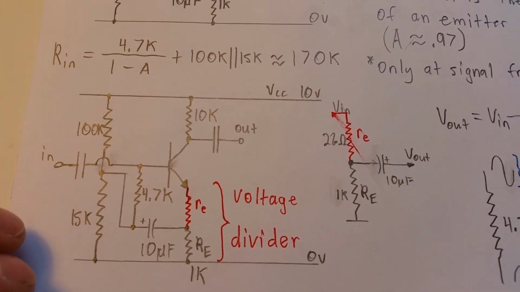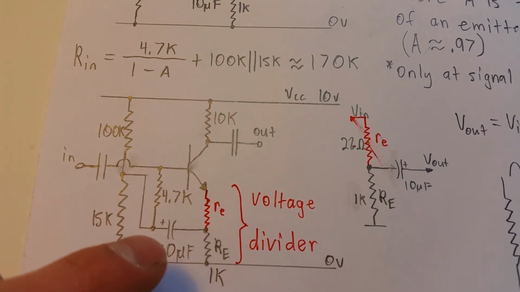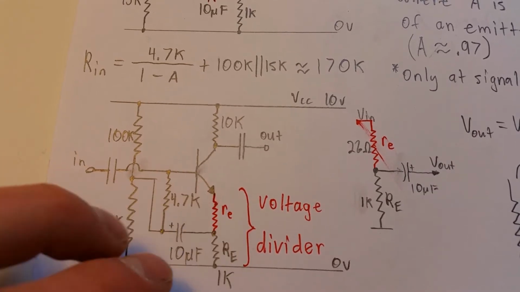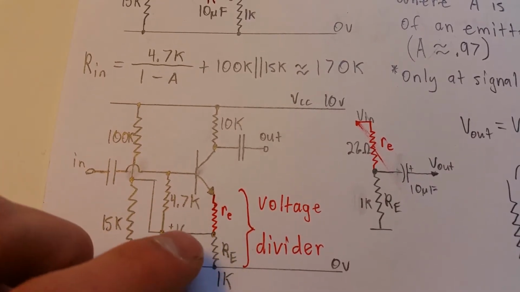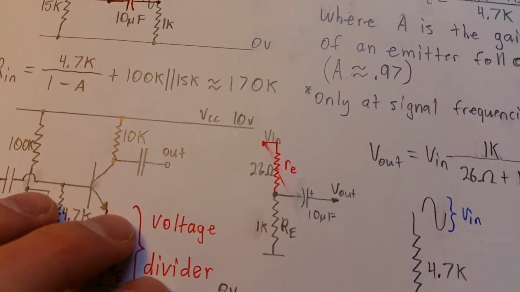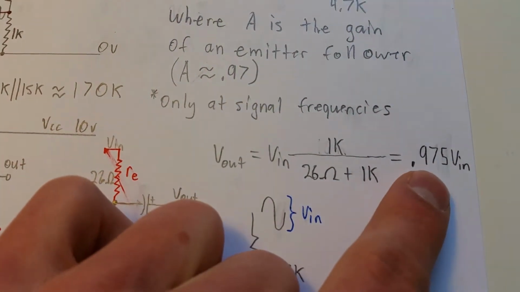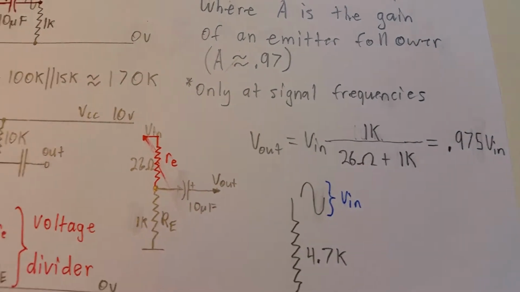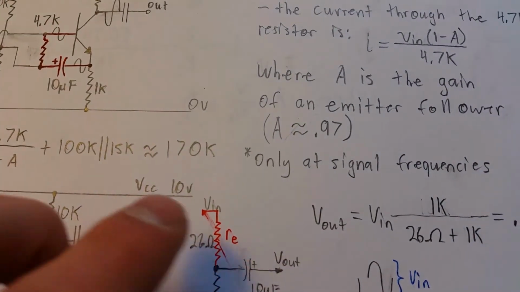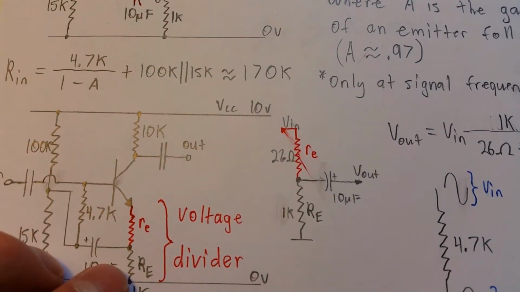So the reason why this isn't infinite is because of this. Got to the intrinsic emitter resistance again, kicking our asses here. And it creates a voltage divider between the physical RE and this 10 mic cap here. And what ends up happening is you only see 0.975 of the voltage you should be seeing at the end of this cap, which is why you have this in an emitter follower. It's because of this potential divider.